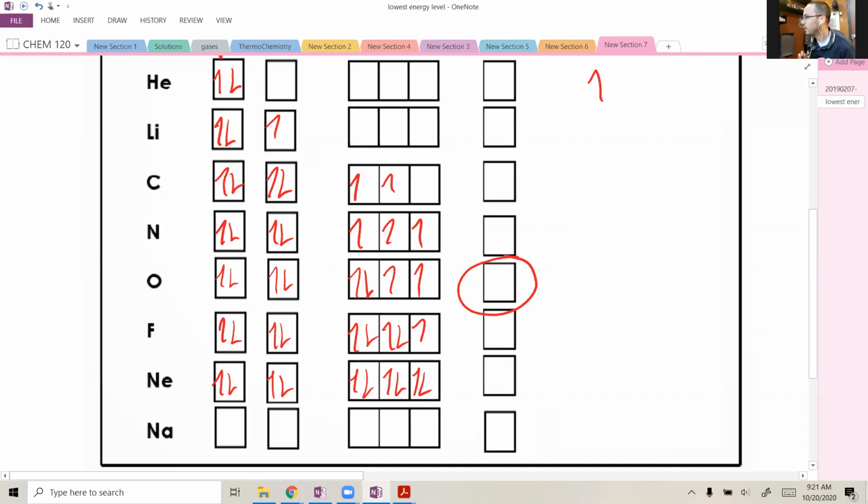Fills in. And so you can kind of see why neon gets its name as a noble gas, as well as helium, is that when they are done, all of their electron spots are kind of filled in. And so that's what we're looking for in that part.